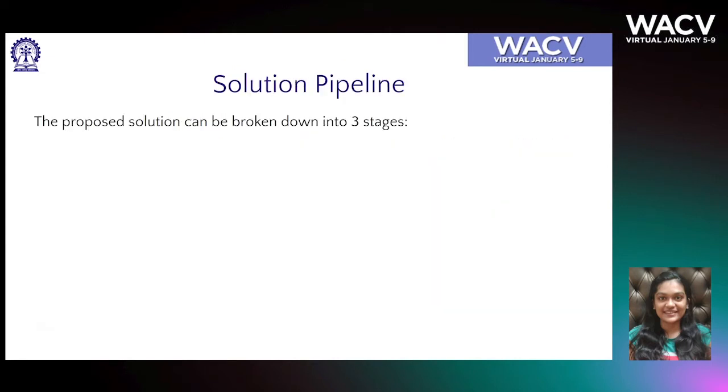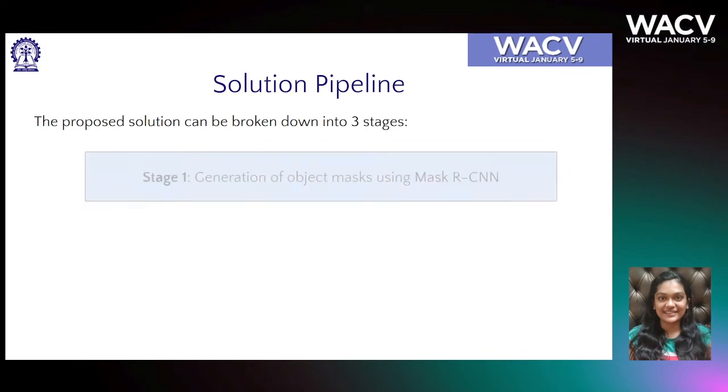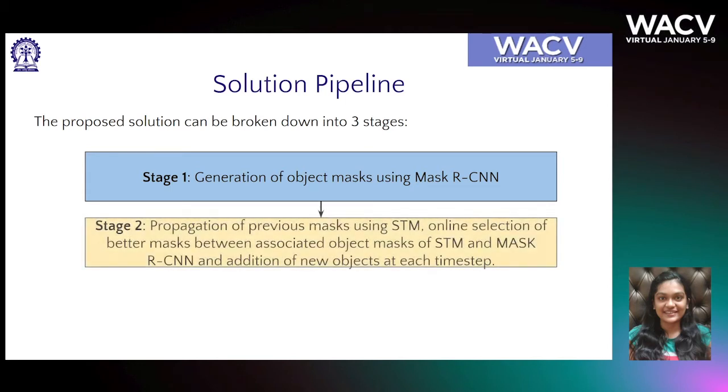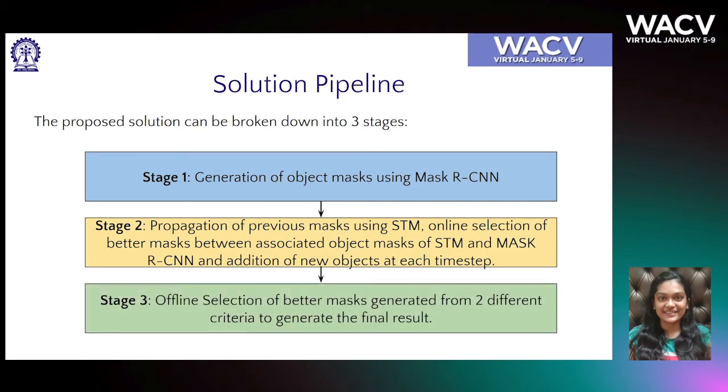Moving to the solution pipeline, it consists of three stages. The first stage involves generation of object mask from Mask Gaussian for all frames in a video. The second stage involves propagation of previous mask using STM, online selection for better masks from current STM mask and the Mask Gaussian mask, and addition of new objects. The last stage includes offline selection of the best of the two masks generated in the previous stage using two different criteria.